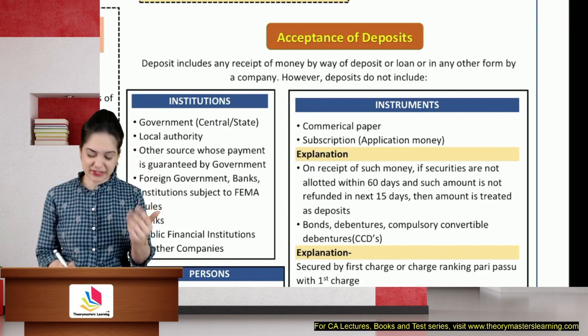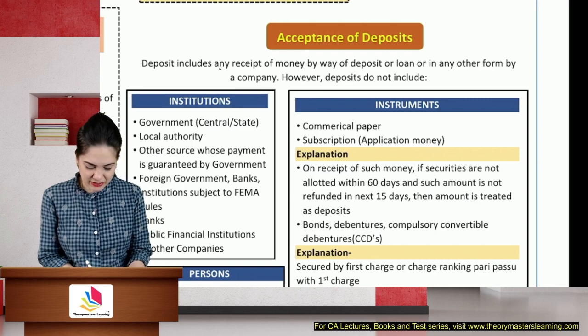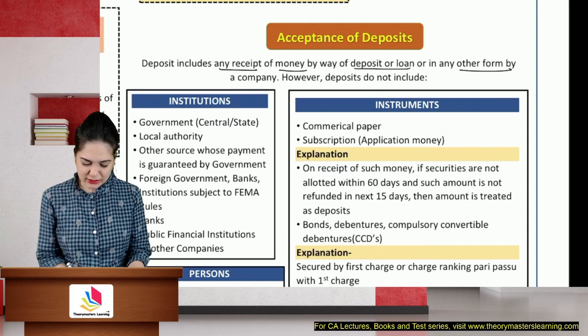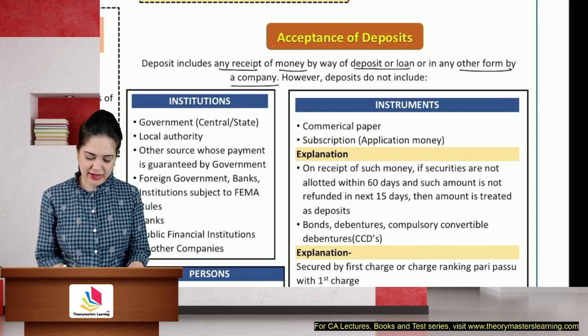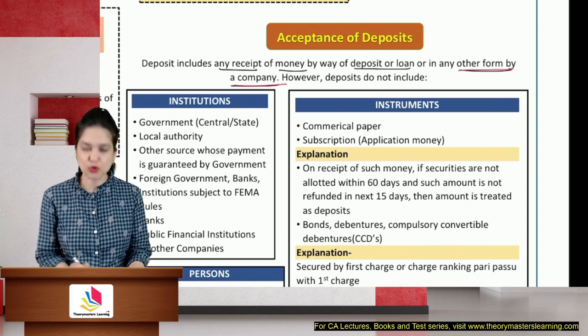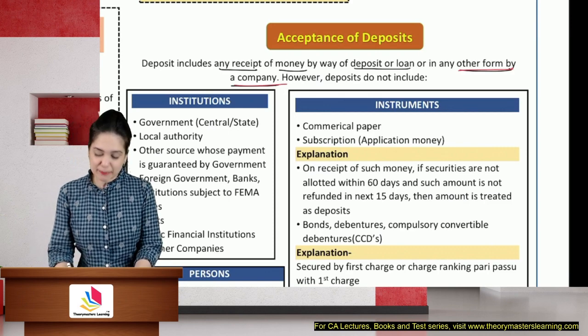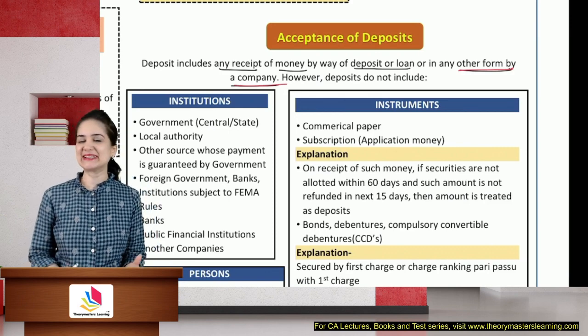Deposits, let's see how they are defined. It includes any receipt of money by way of deposit or loan or any other form by the company. So by writing any other form, they're actually widening the scope of the definition. Deposits do not include, yes, this is important for exam.